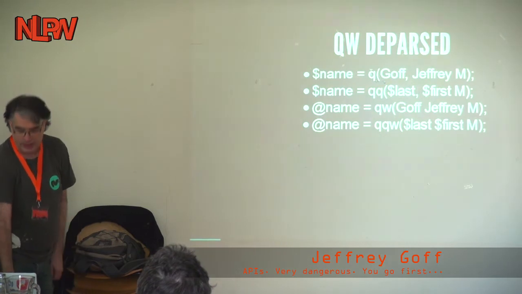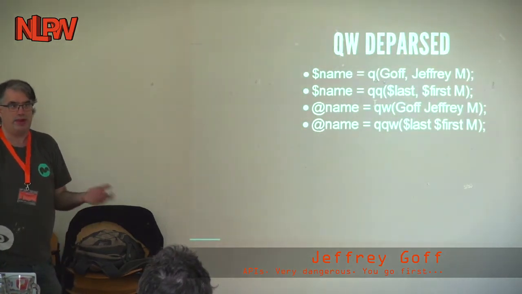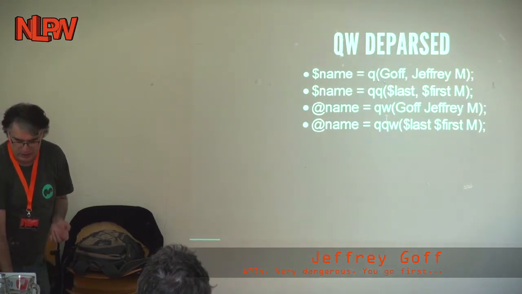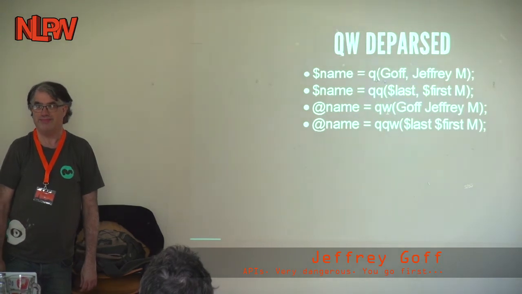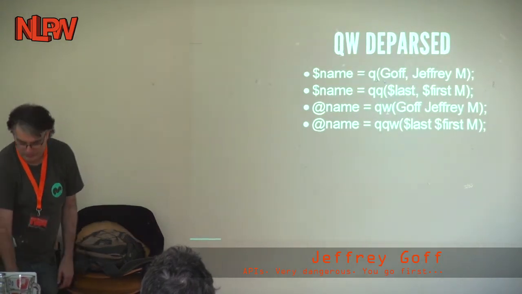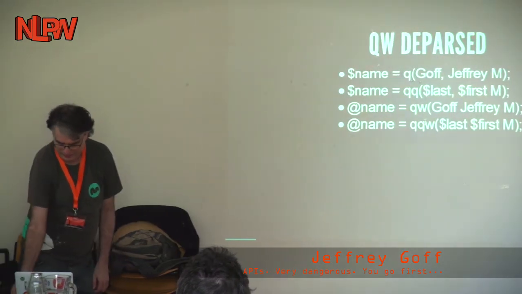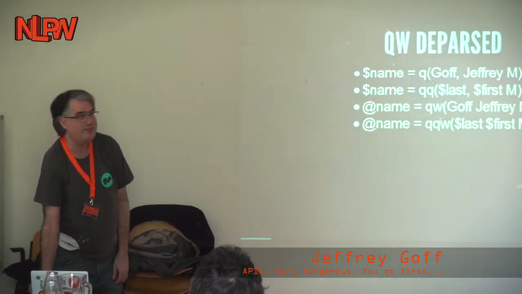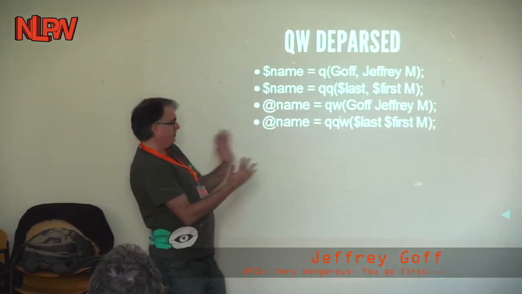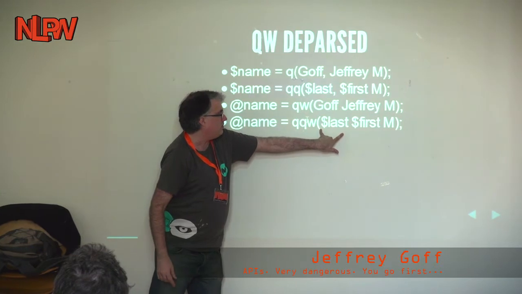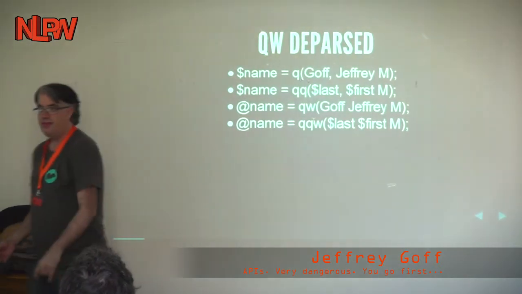We have Q and QQ, the boolean and null put operators, and QW. Well, why don't we have a QQW? No good reason. We will after this is finished. The idea being to be able to interpolate last and first names into your QW list.